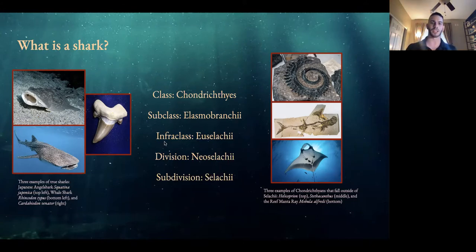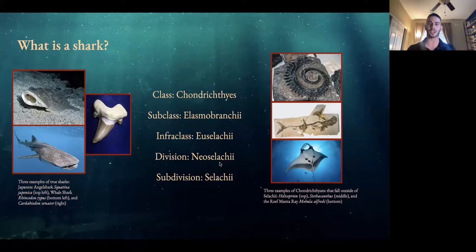They're in the infraclass Euselachii, which are the Neoselachians, plus the Hybodontiforms, which are an extinct group of sharks or shark-like Chondrichthyans, as well as a basal group called the Protoacrodontiforms. From there, they're in the division Neoselachii, which are the Selachians. So the Selachians are the true sharks.